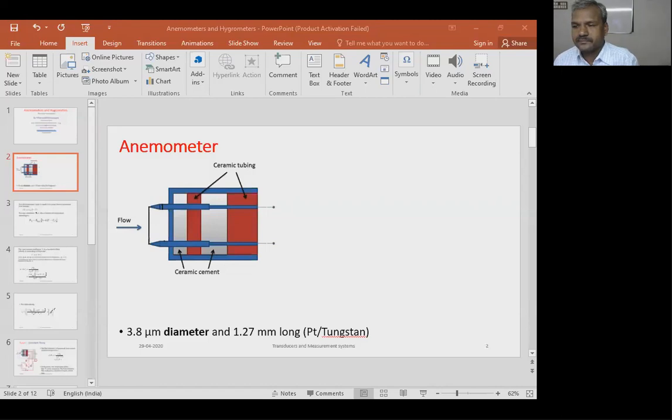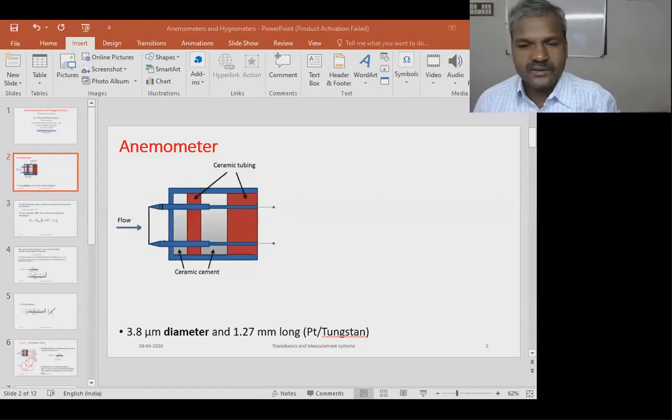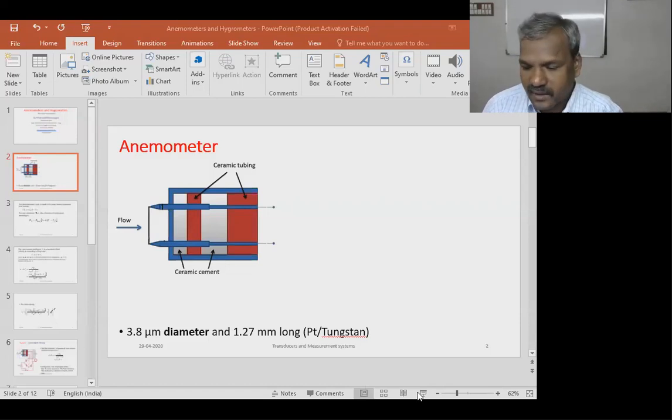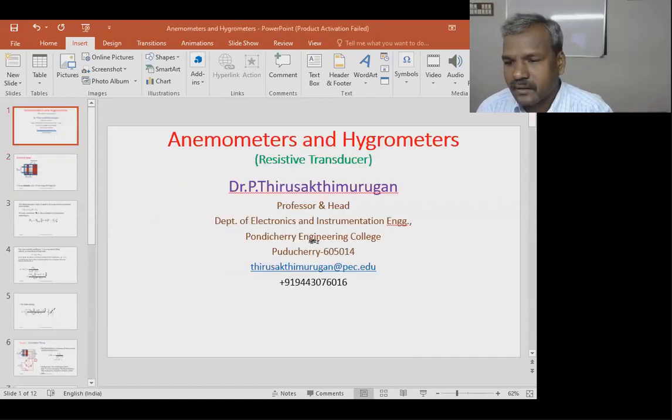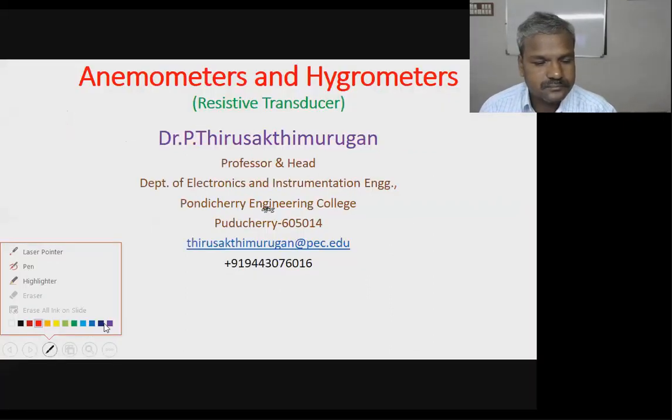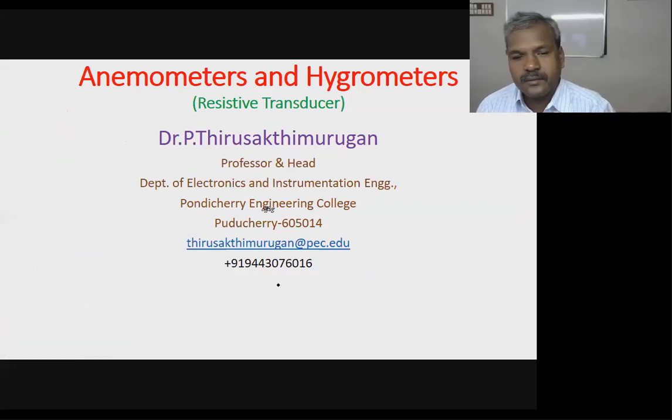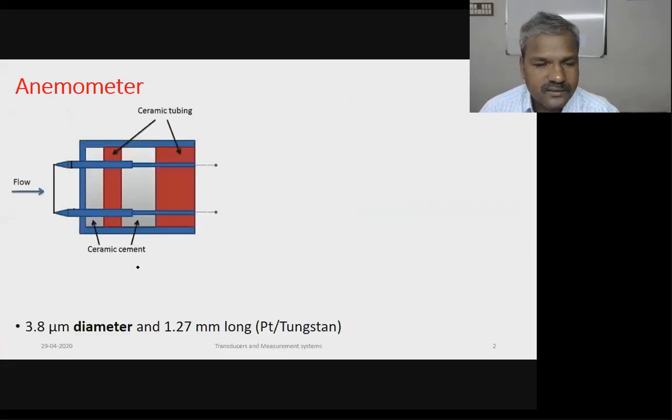So this is the general construction of the anemometer. This is a constructional feature of a general anemometer. This is called the probe. This probe is placed inside the medium.